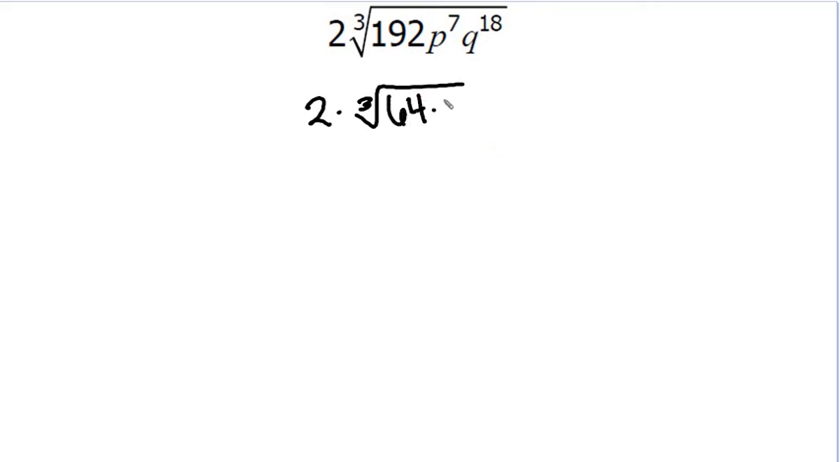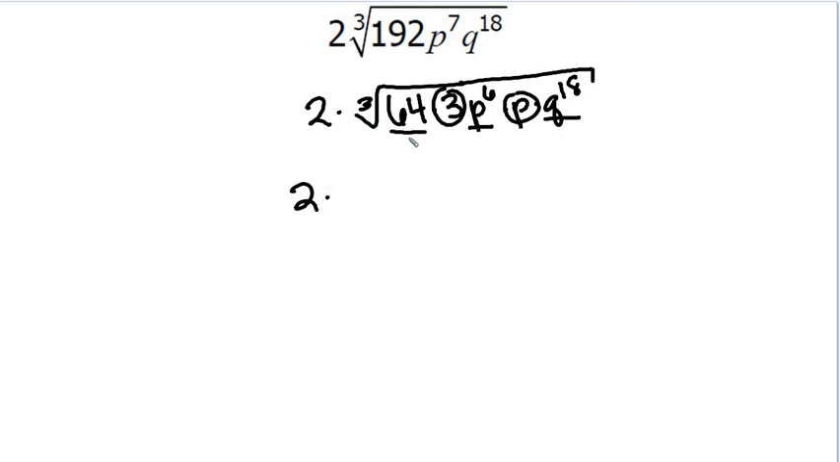So 64 times 3. Now, is p to the 7th evenly divisible by 3? It's not, but I can write this as p to the 6 times p. And q to the 18th is evenly divisible, so I'm going to leave it just the way it is. So this is coming out, staying in, out. So I have 2 times the cube root of 64 is 4. The cube root of p to the 6, 6 divided by 3 is p squared. And 18 divided by 3 is going to yield q to the 6th. And trapped in my radical still is 3p.